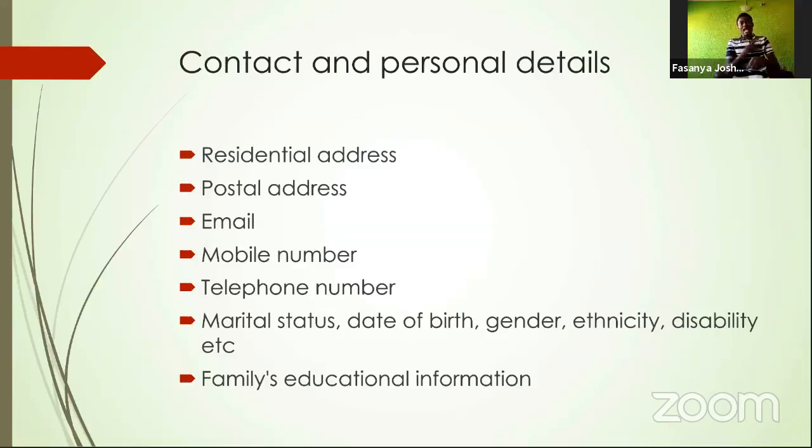You'll be required to put in your postcode or zip code. And they also require your email address, your mobile number, your telephone number, your marital status, your date of birth, your gender, your ethnicity and disability. Now they're asking for marital status because especially for PhD scholarship, if you probably want to claim your family allowance, this would be very relevant.